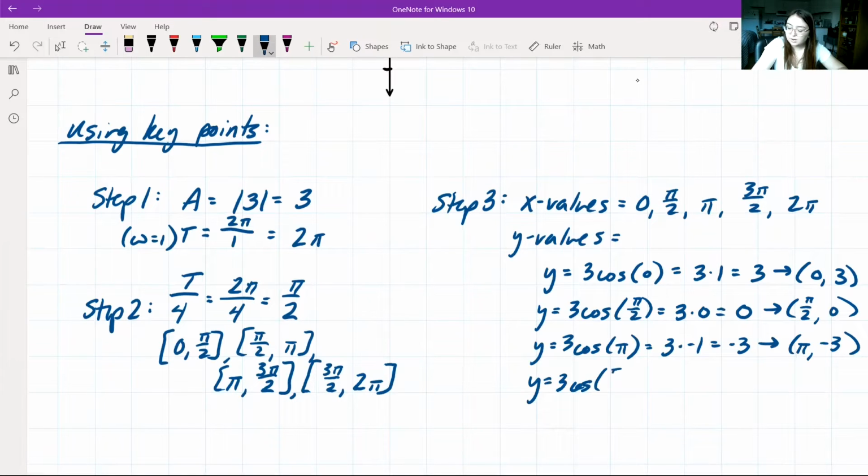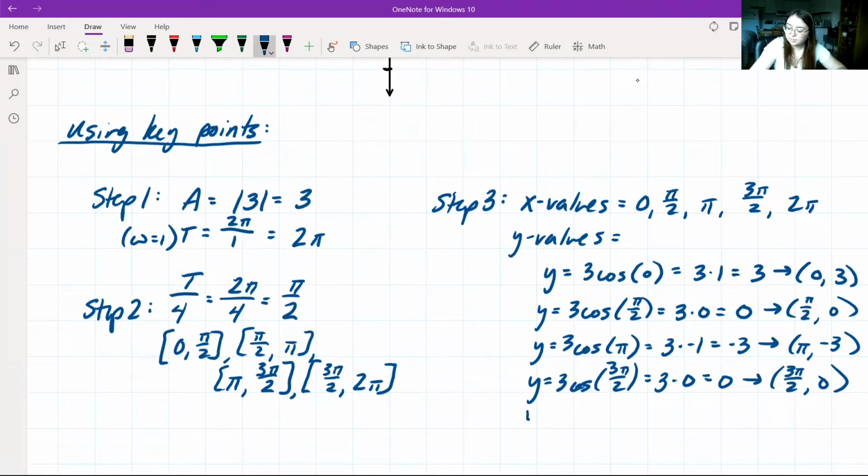Then our next point is 3 pi over 2. Cosine of 3 pi over 2 is also going to be 0. Oh, forgot that 3 there. So we have 3 times 0, which is 0, which means our next key point is 3 pi over 2, comma 0.